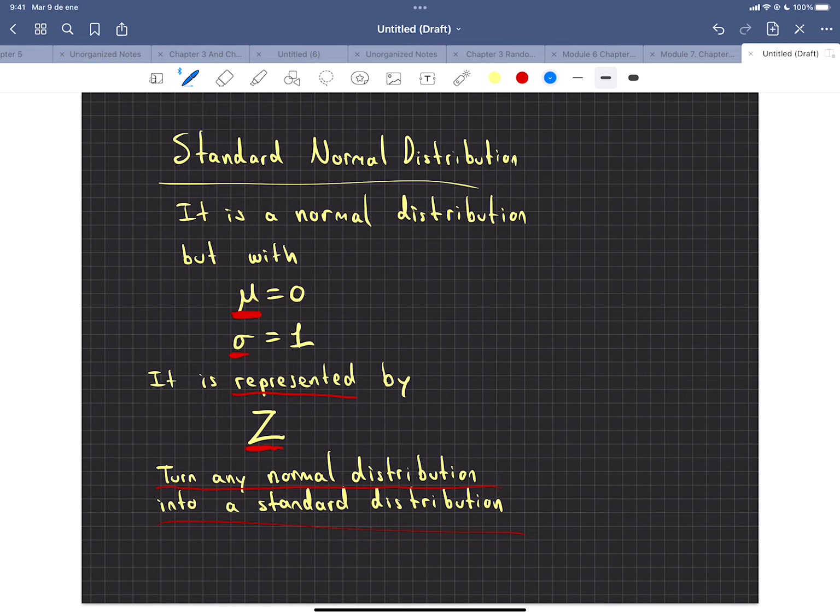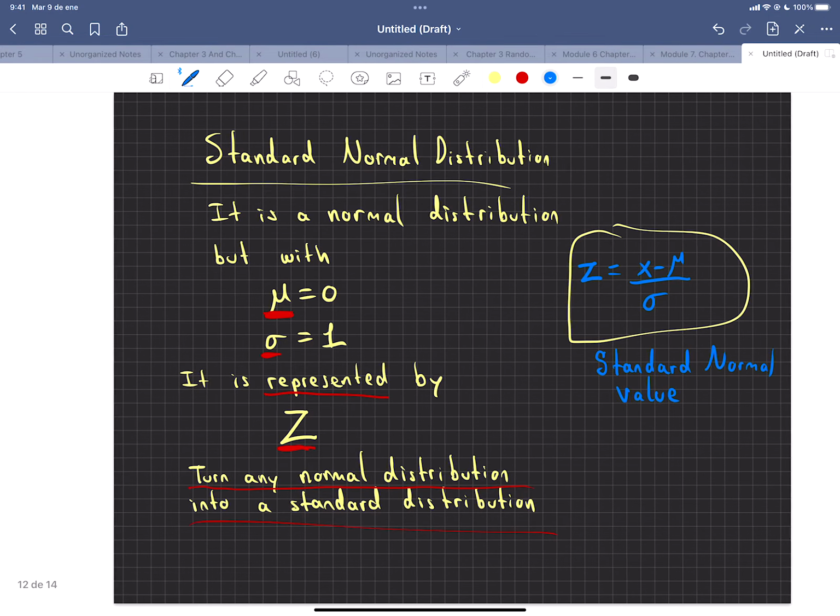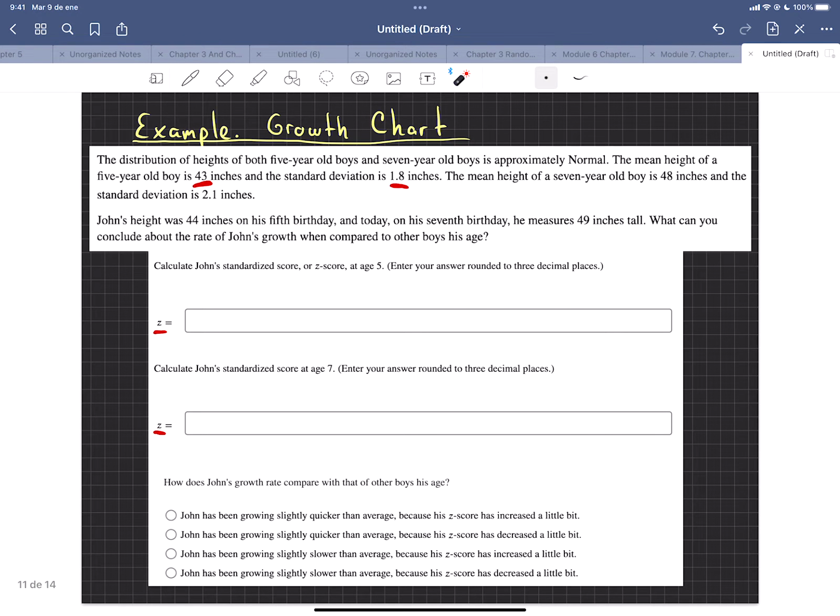How do we do this? It's simple. Use the next formula. C is equal to x minus mu over sigma. This is called the standard value. So here we have to compute that. The C for a given score of 5 and the C for the age of 7.